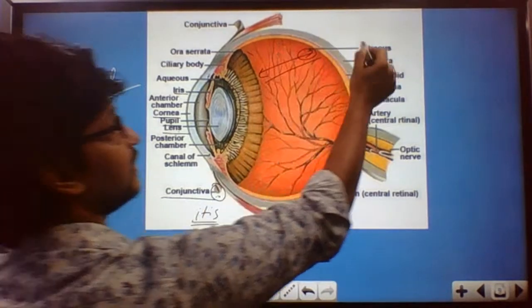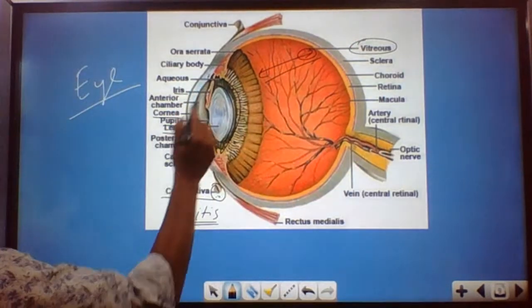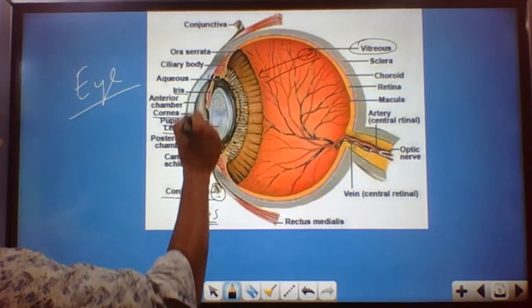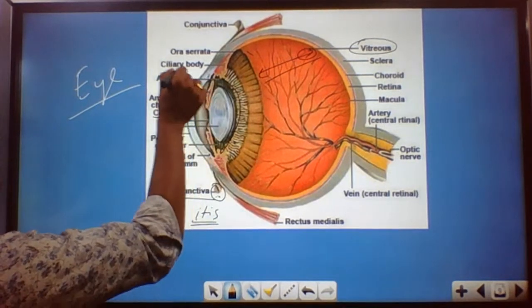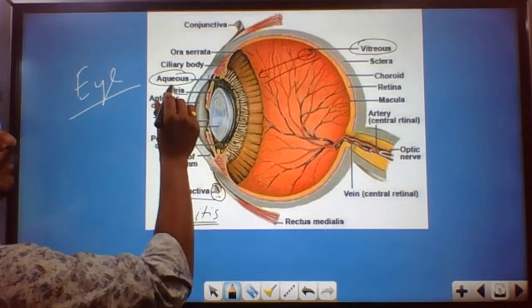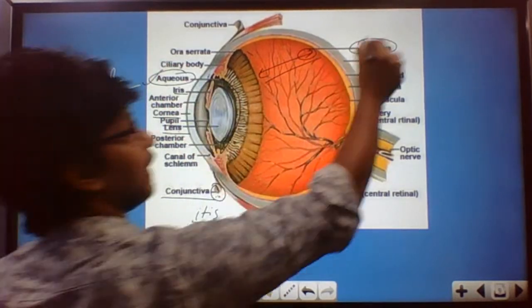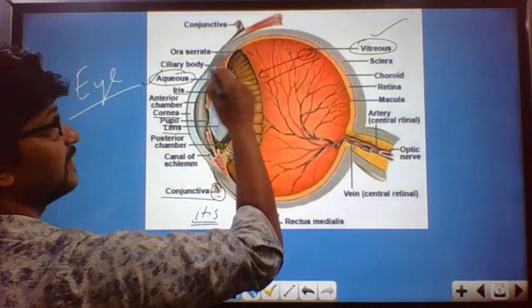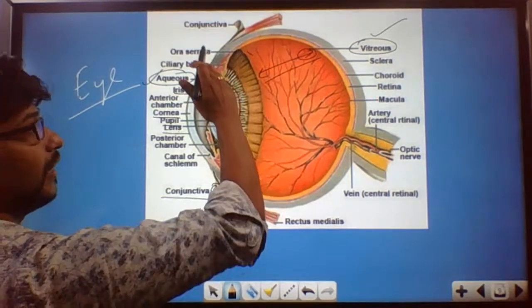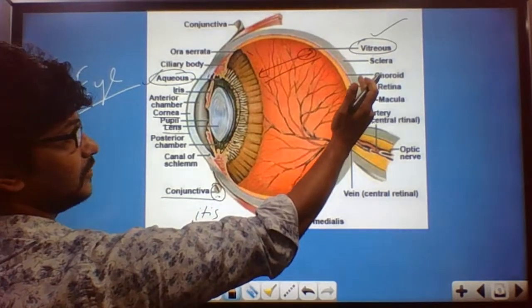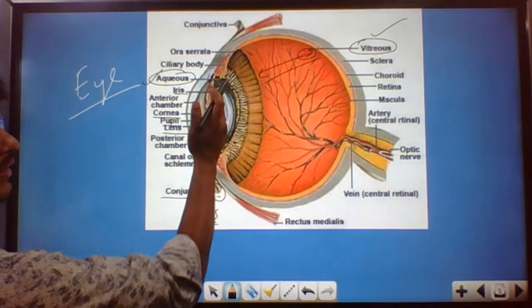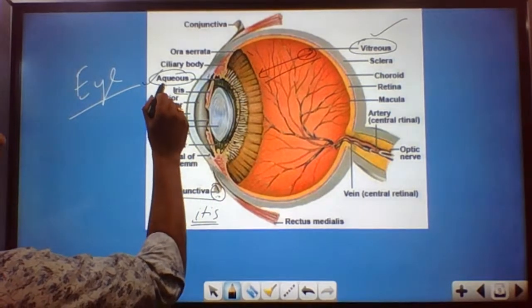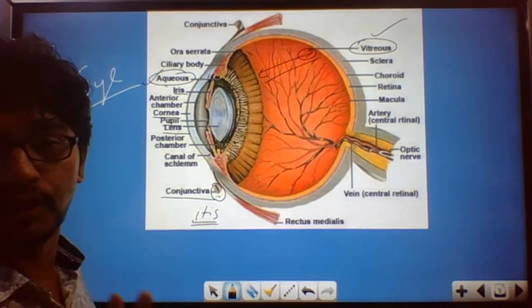This is called the vitreous humor. And in the front region, the anterior part, the anterior chamber, you could see this is called the aqueous. There are two humors present: one is aqueous humor, the other one is vitreous humor. Vitreous humor is the posterior part that you could see, after the ciliary body which connects to the retinal part. In the front part you could see the aqueous humor. So you could see two humors.